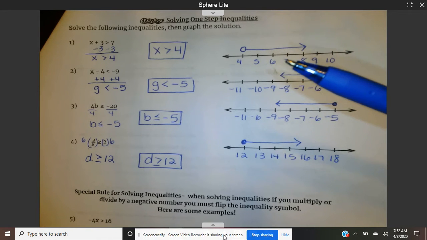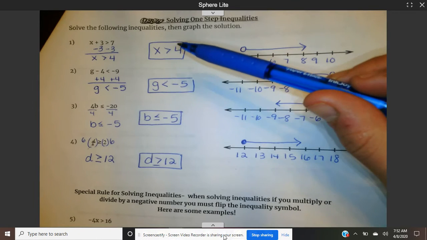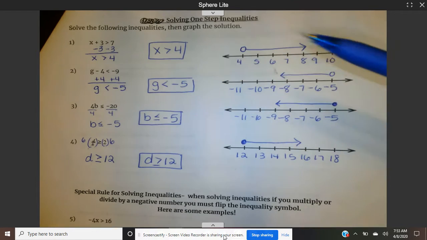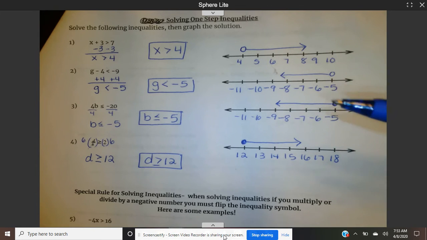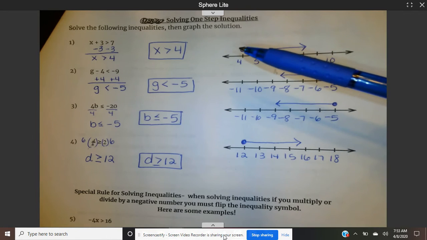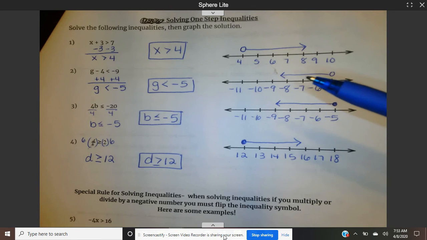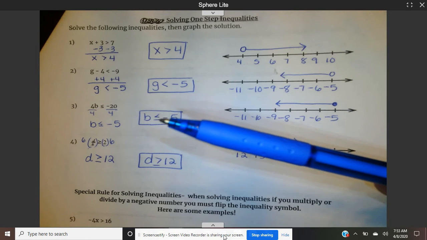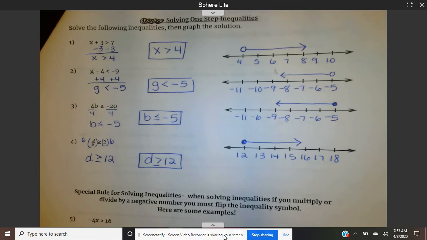Remember, an inequality has multiple solutions. So if x is greater than 4, that means it could be 5, it could be 6, it could be 7, and so on. If it is greater than or less than, it's going to be open because that means that it cannot be 4, but it can be anything greater than 4. Same thing like this. It cannot be negative 5, but it can be anything lower. If it's a less than or equal to or greater than or equal to, those are going to be filled in because it can be those numbers, they are included.